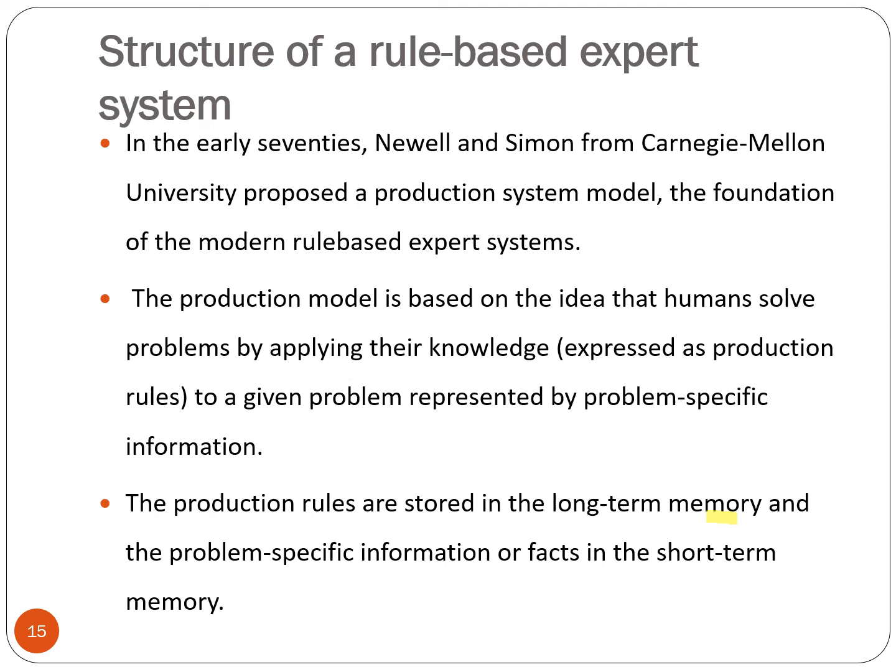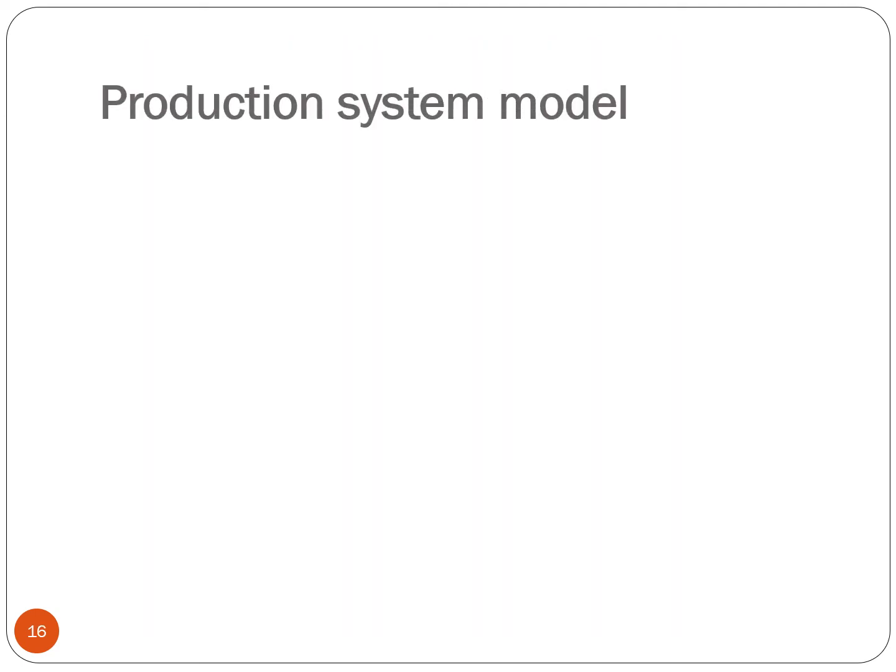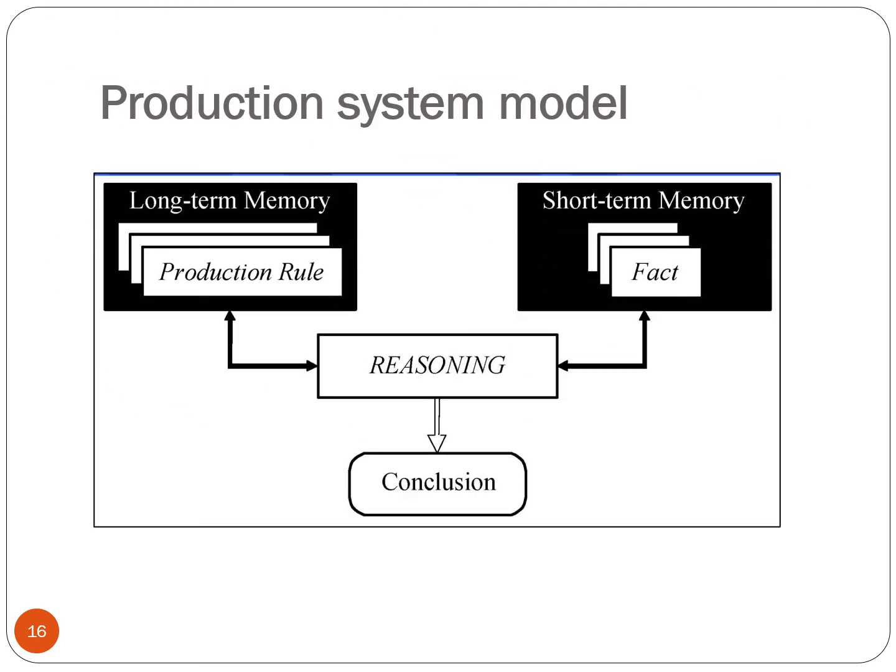This is what was proposed in the early stage. This is the structure of the production system model. You have a long-term memory where you have the production rules, and you have a short-term memory where you have the facts, and then you have reasoning, and then the system makes a conclusion.